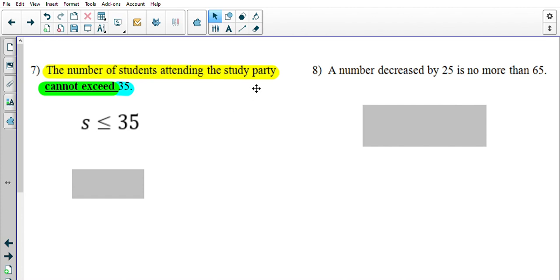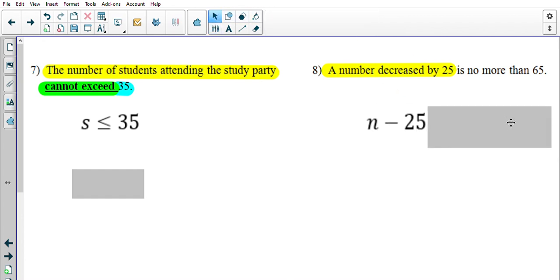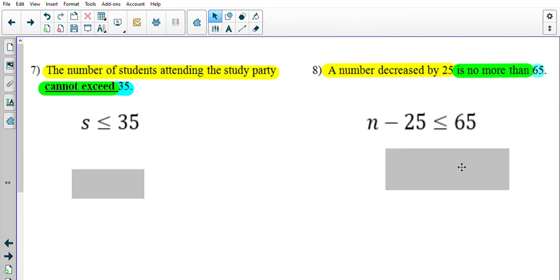So number 8 is sort of a hint at what we're going to see when we solve one-step inequalities. So our left-hand side is our variable as well as an operation. So a number decreased by 25 is going to be n minus 25. So this one's a little bit different because we have an operation in here. And then our inequality is going to come from the is no more than. So is no more than has to be less than or equal to, followed by our number of 65. So n minus 25 is less than or equal to 65.